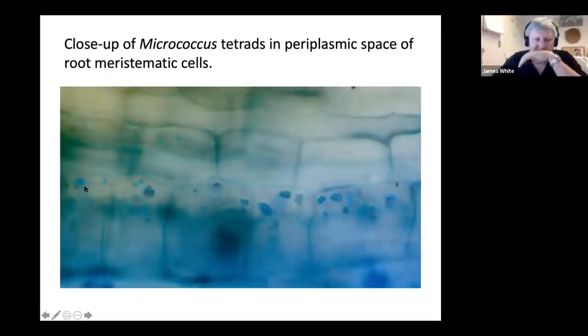You can see the bacteria in the cells here. This is just so that you can see for yourself these tetrad forms, little square tetrad forms of bacteria that have been internalized into the root cells. Okay, so I just want you to have a good, clear image of that, so you see the bacteria going in.